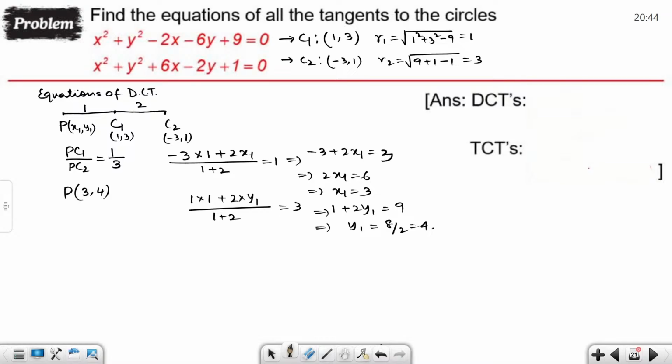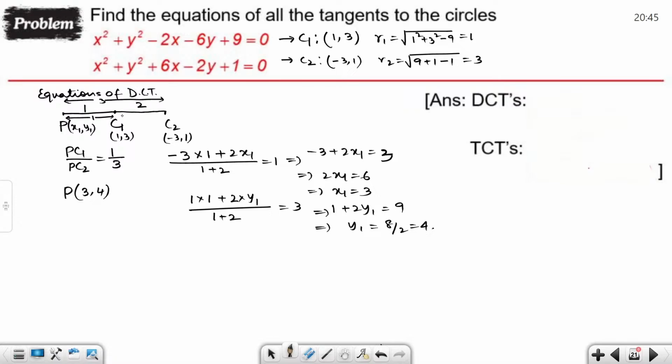Have you understood this? For finding out the equation of direct common tangent, we know that P is dividing the line joining C1, C2 externally in the ratio, in this case, 1:3, as the radii are 1 and 3 respectively, right? Now, we can find out the coordinate of point P with the external division of the points C1 and C2 in the ratio 1:3, or we can do PC1 length is 1 and PC2 is 3.